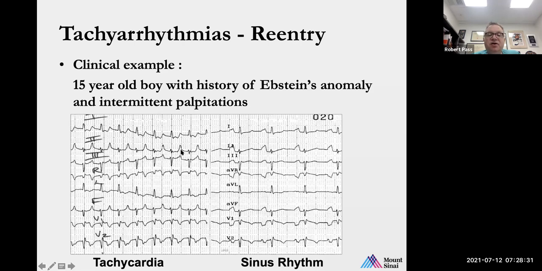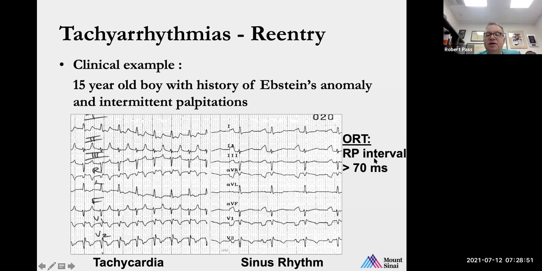And we can see that the R to P interval is very long. In this case, it's maybe 170 milliseconds. So this is a very nice example of orthodromic reentry. And you remember that patients with Epstein's often have WPW and often have multiple accessory pathways.